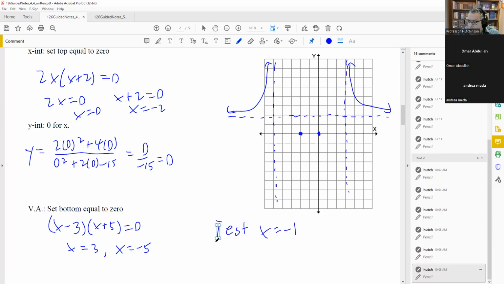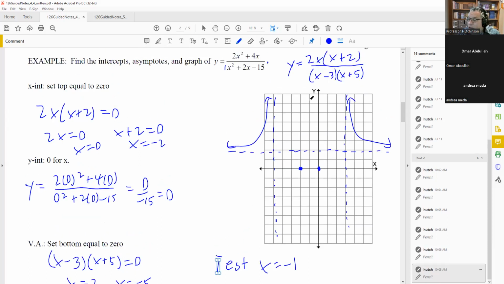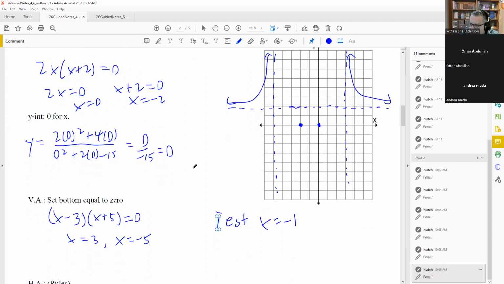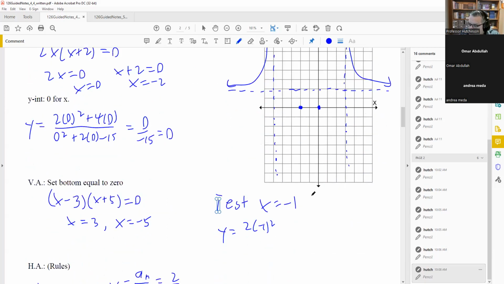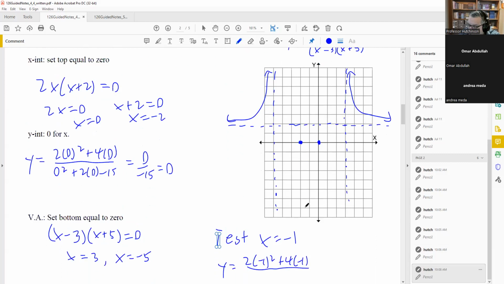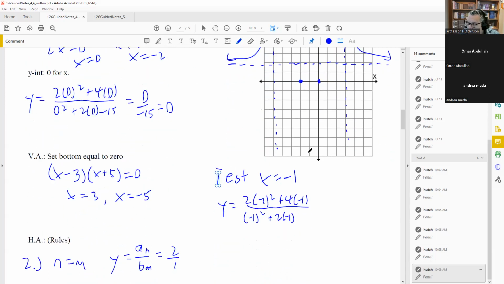And you can either use the original equation, or if you want to use the factored version, it doesn't matter which one of those you want to use. It doesn't make a difference. So what I'll do is I'll put it into the original one that we have. So I have 2 times -1 squared plus 4 times -1. And then I'm going to put that on the bottom. On the bottom, we have 1x squared, so -1 squared plus 2 times -1. And then I have -15.